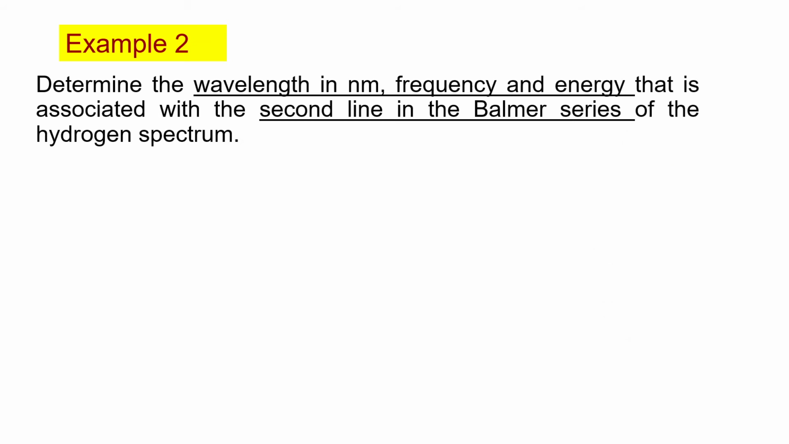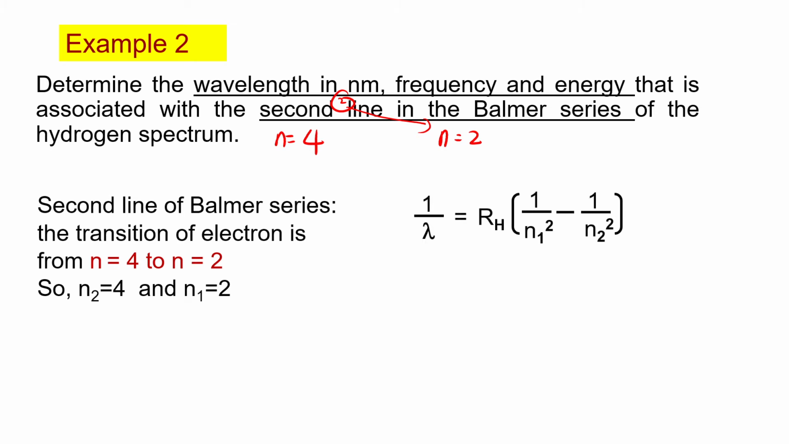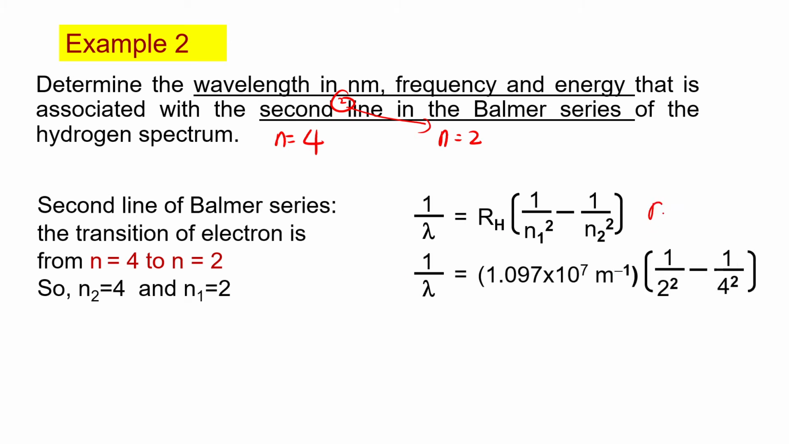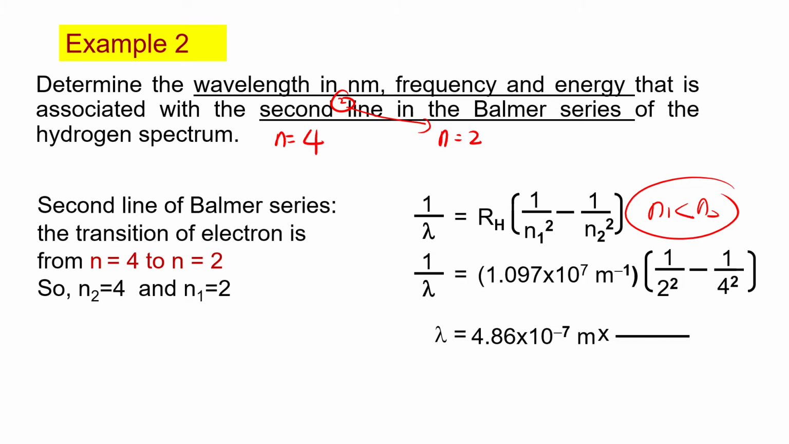Okay, next example: calculate the wavelength in nanometer, frequency and energy for the second line in the Balmer series. So Balmer means electron drops to n equals 2. So second line, 2 plus 2 is 4. So 4 to 2. To calculate the wavelength, we use this formula. RH in meter, substitute, N1 must be less than N2 to have wavelength in positive value. So we have 4.86 exponent negative 7 meter. The question wants nanometer, so convert to nanometer by times exponent 9. Usually the question asks for nanometer. If it does not ask for nanometer, just leave the final answer in meter.